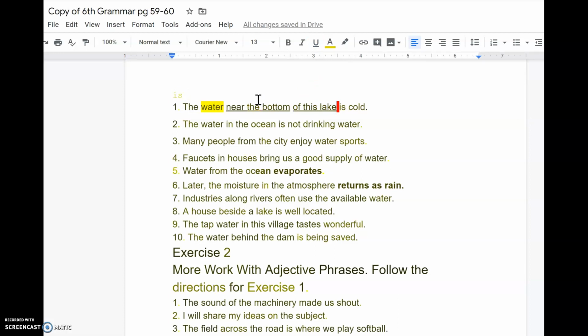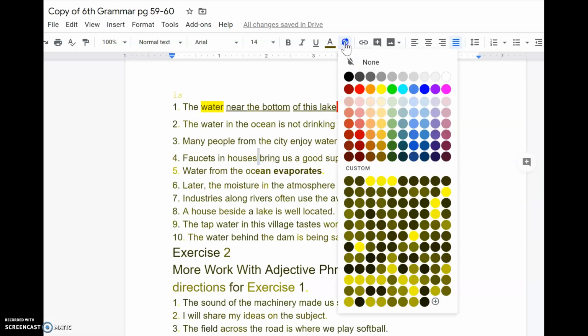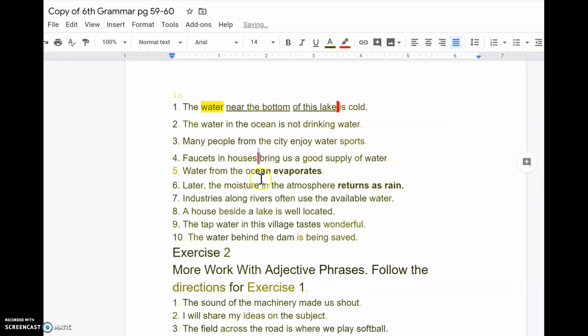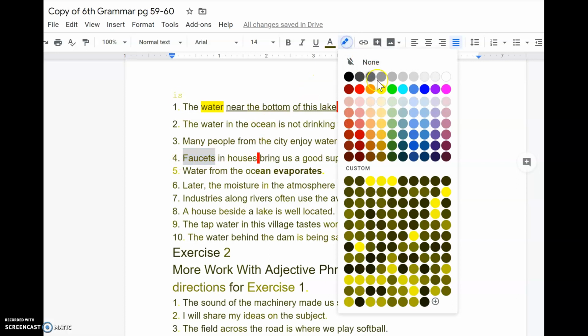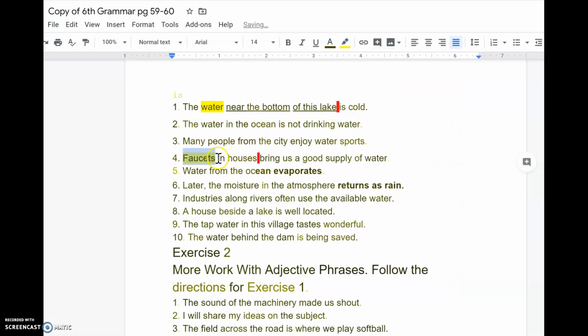I want to take a look at number 4 as well. Faucets in houses bring us a good supply of water. So putting a break here between my subject and predicate. Faucets in houses. Now my subject is faucets. We're talking about faucets. That is the noun. In houses tells where those faucets are. So that is one adjective phrase.